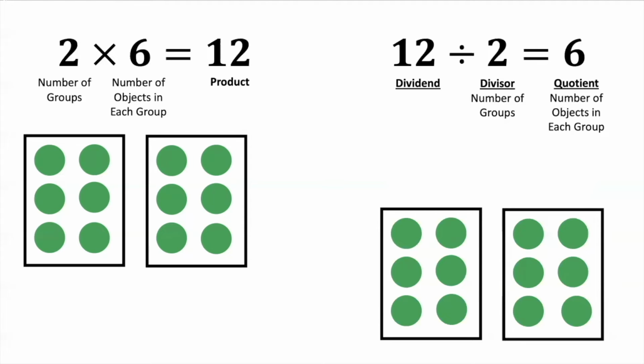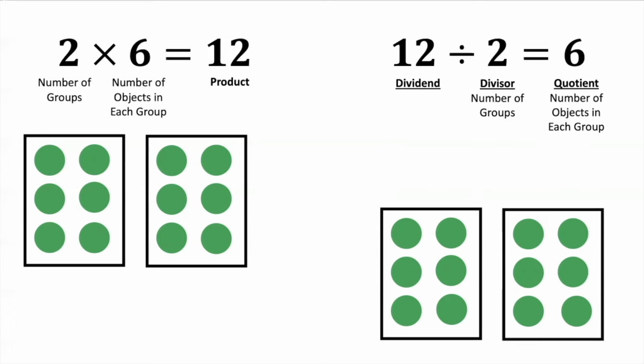So even though they have different operations, they have things in common. First, they both include the total. In my multiplication problem, my total is my product. But in division, my total number is my dividend. Also, both of them possess the number of objects in each group. The only difference between the 2 is the position in which they are located in my multiplication and division problem. In multiplication, my number of objects in each group is considered one of my factors. But in division, my number of objects in each group is my quotient, or my answer.